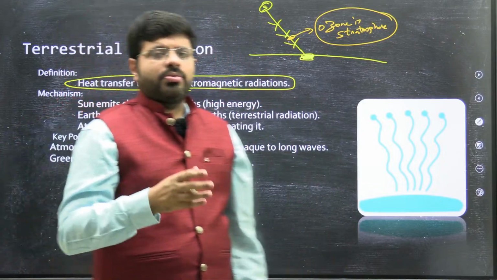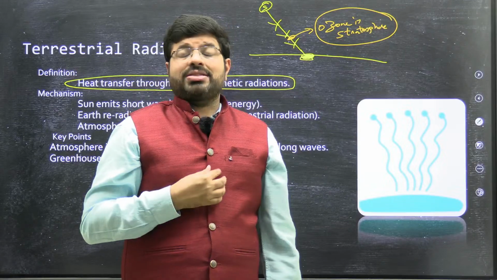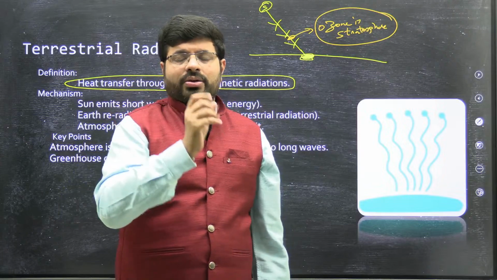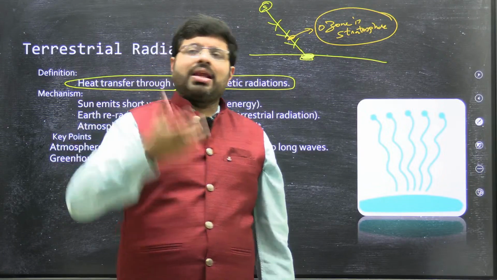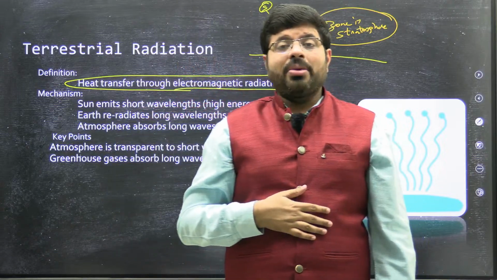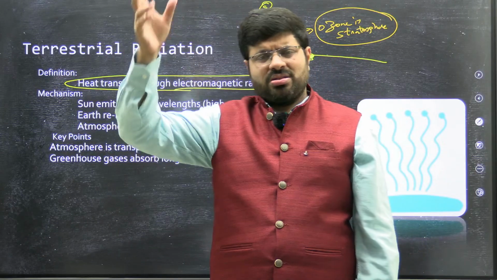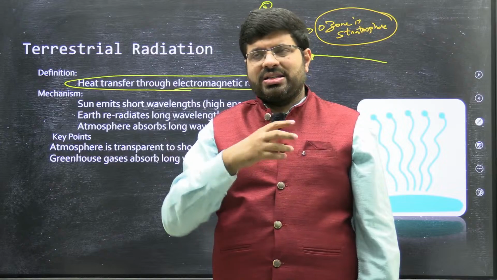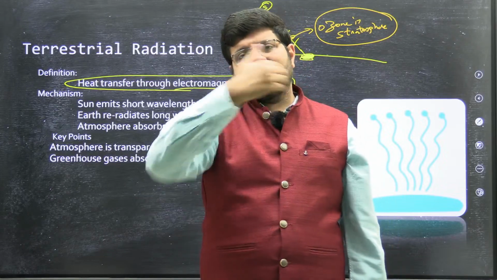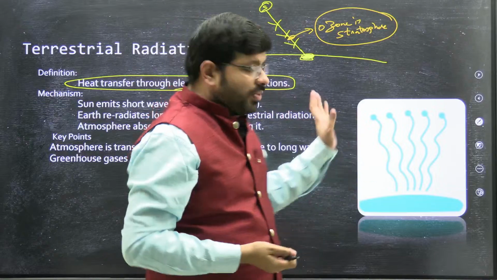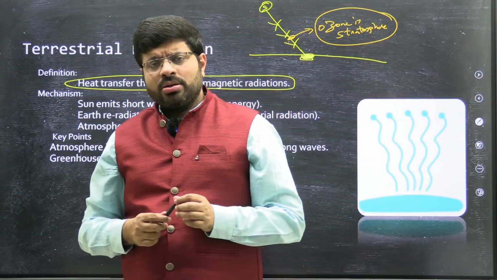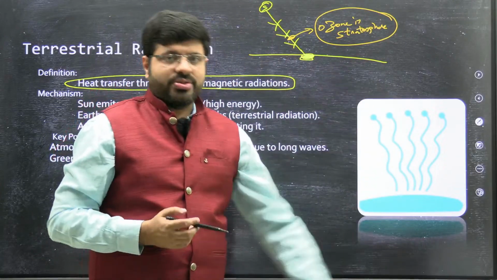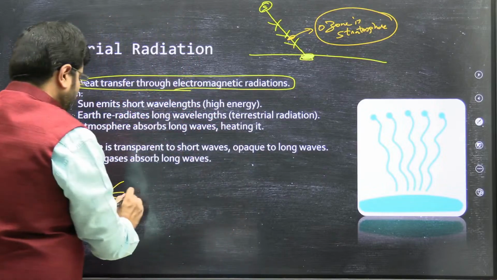When the sun's electromagnetic radiation is released, the larger energy rays like gamma rays and X-rays are largely absorbed in space. They are not reaching our Earth's atmosphere. Whatever the UV part is, that is absorbed largely in the atmosphere, and then the remaining portions reach the Earth. Once the radiation reaches the Earth's surface, the Earth acts as a radiating body.